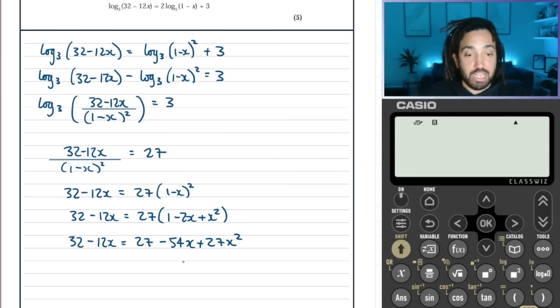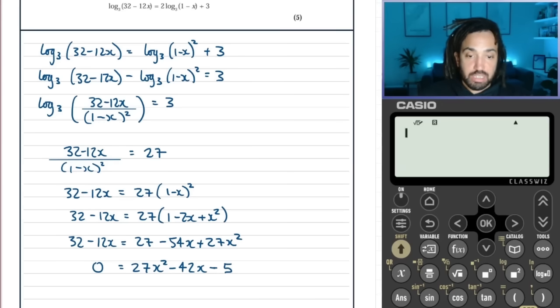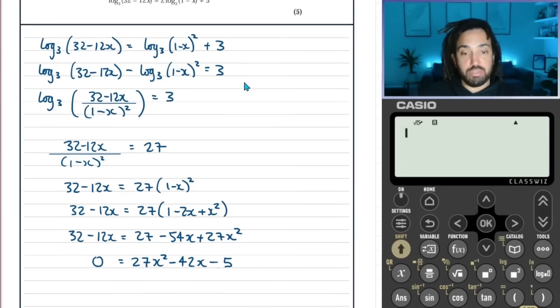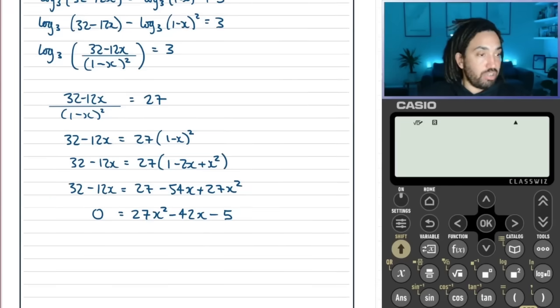We can then bring all to one side. So we'll get 27x squared. We'll write that first. And then we are adding on 12x to the minus 54x, which gives us minus 42x. And then we are subtracting the 32 from the 27, which gives us minus 5. Annoyingly, we can't do any simplifying there.